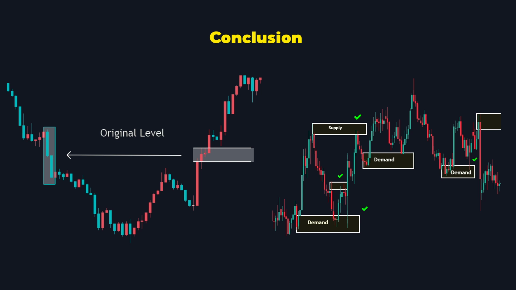To see if the level is original, you need to look to the left side and stop at the first candle you touch. If the candle is part of a previous supply or demand zone, it's not original. If the candle is not part of a previous zone, the level is considered original.